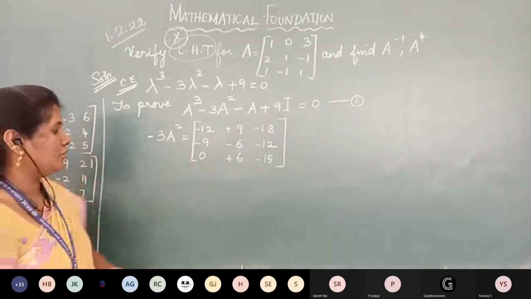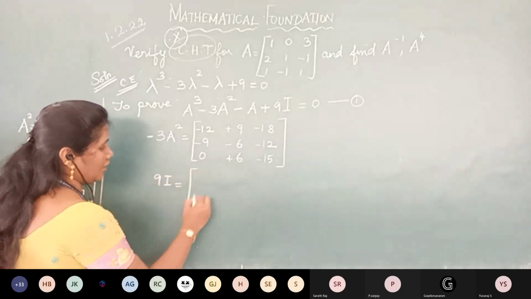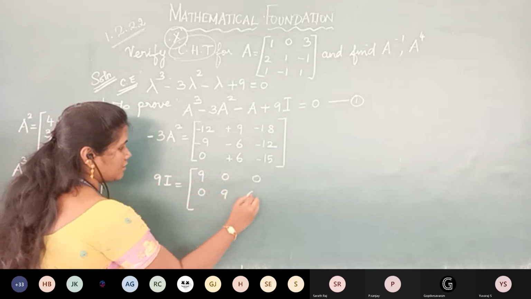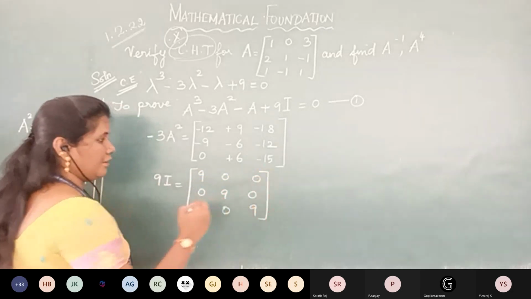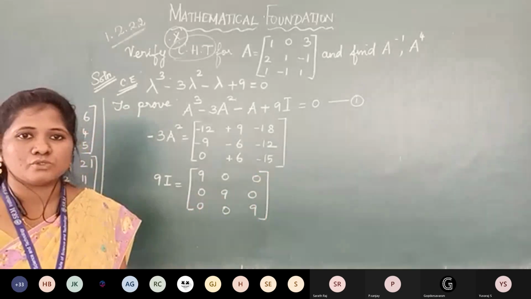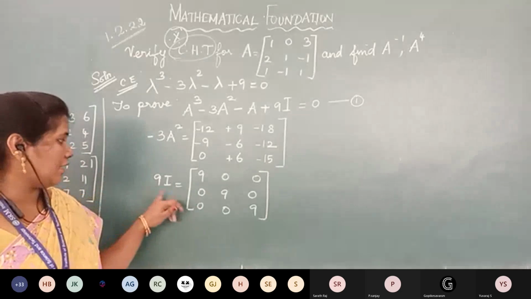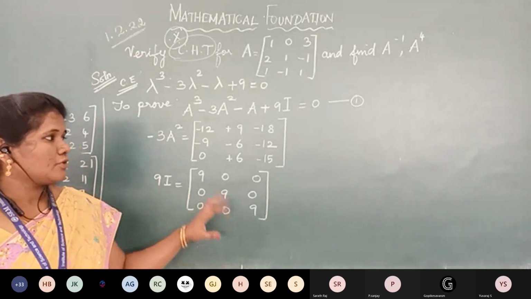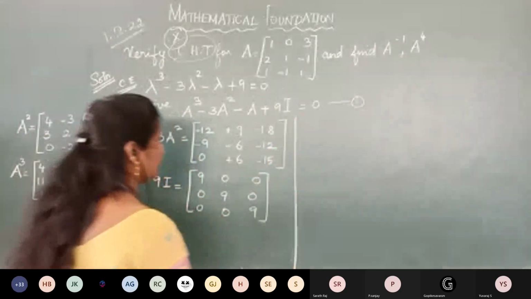Then your 9I. Your 9I is nothing but your identity matrix with 9. So it will be 9, 0, 0, 0, 9, 0, 0, 0, 9. Your identity matrix is nothing but 1, 0, 0, 0, 1, 0, 0, 0, 1. Okay, since it is 9I, I have multiplied into 9. So after writing all these things, you're going to substitute it in that equation.